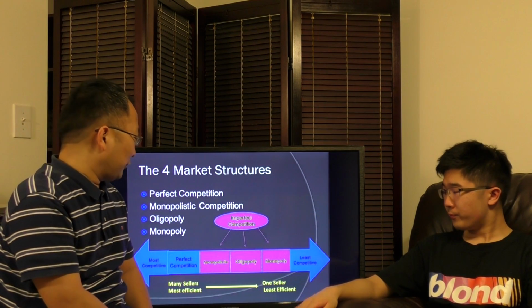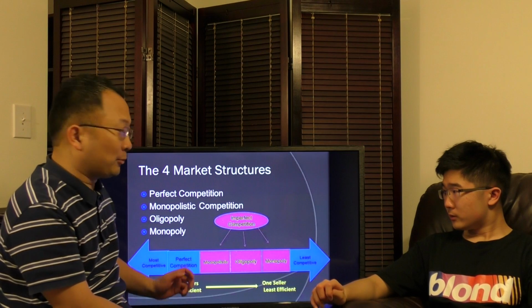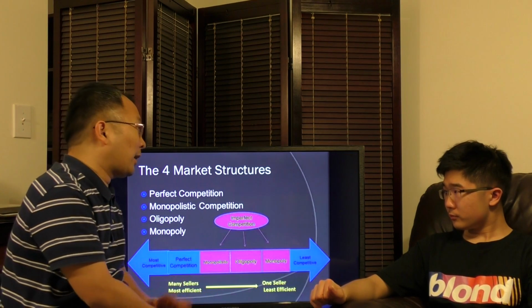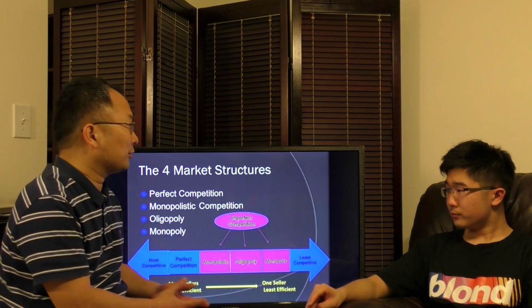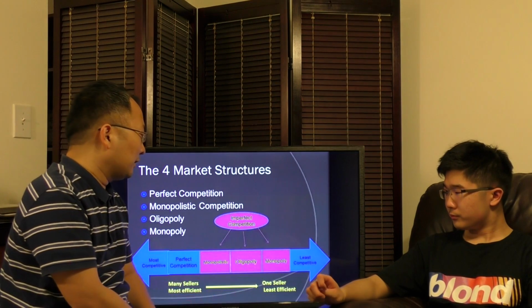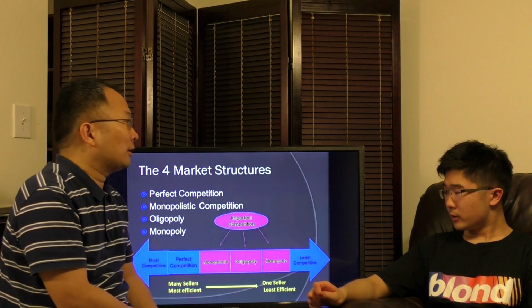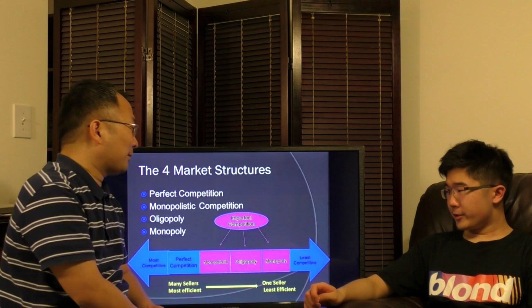For example, we are going to focus on perfect competition today. For example, farming products, like apple, avocado, those kinds of things. Monopoly, of course, is like a public utility, right? Or like De Beers for the diamond example.